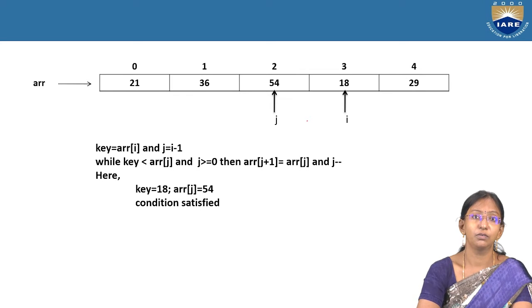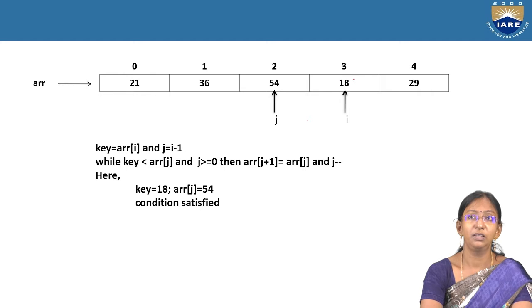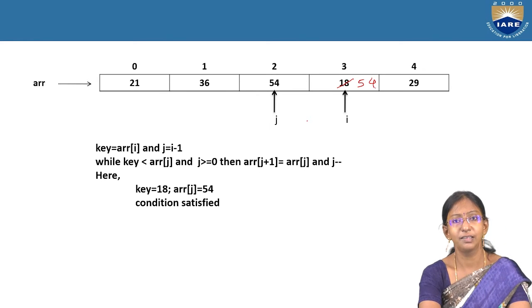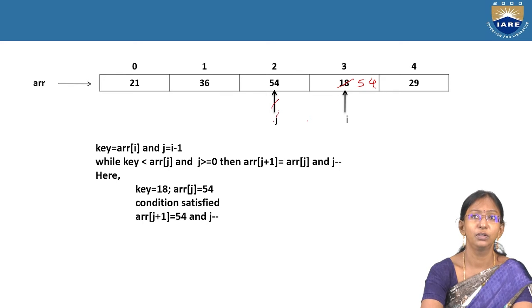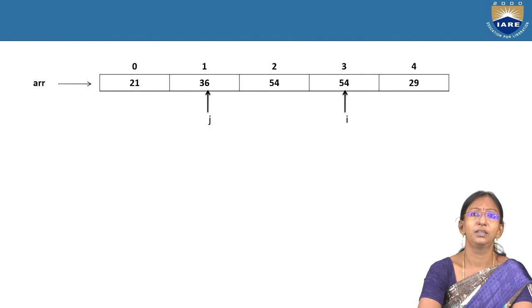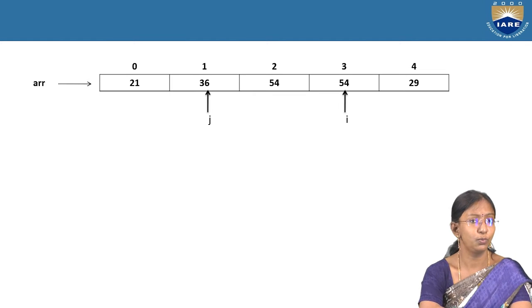As the condition got satisfied, you have to copy the jth element in the j plus 1th location. So 18 will be overwritten by 54. The jth location is at index value 2, its next is 3. So overwrite it and decrement j. Now j will be pointing to index value 1. So now the list changes like this. Don't worry, guys, we didn't lose 18. It is stored in key.